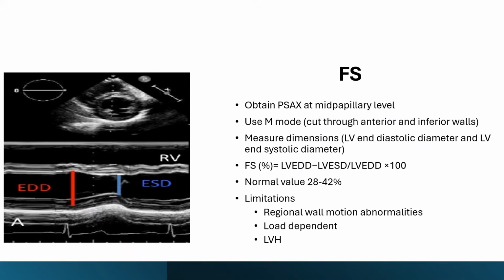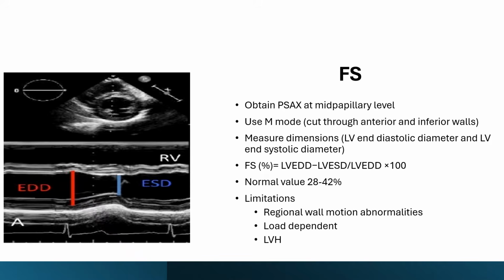Next, let's discuss fractional shortening of the left ventricle, or FS for short. First, obtain a classical parasternal short axis view at the mid-papillary level. Utilize motion mode, or M mode, and cut through the anterior and inferior walls. Measure dimensions, such as LV end-diastolic diameter and LV end-systolic diameter.